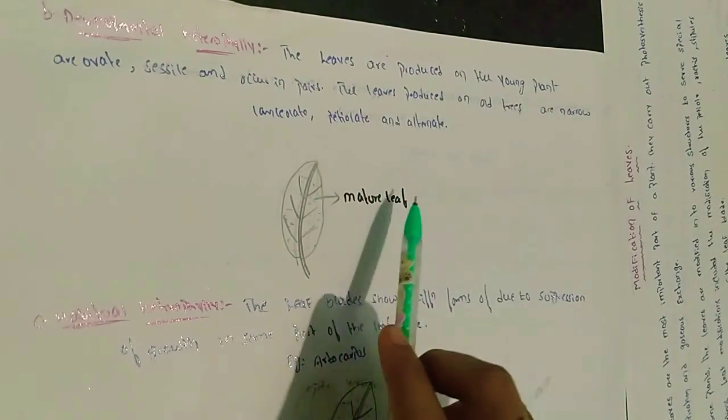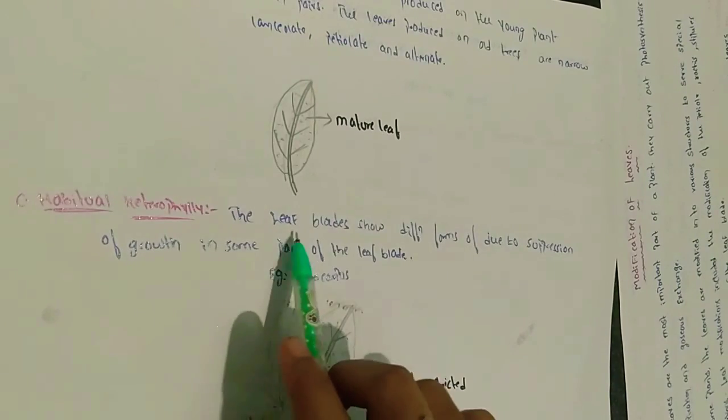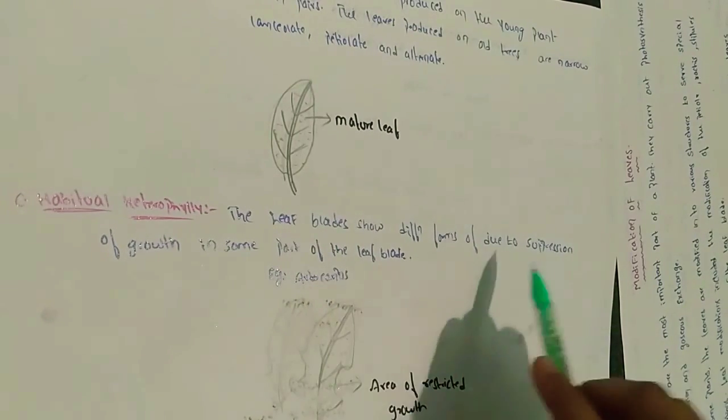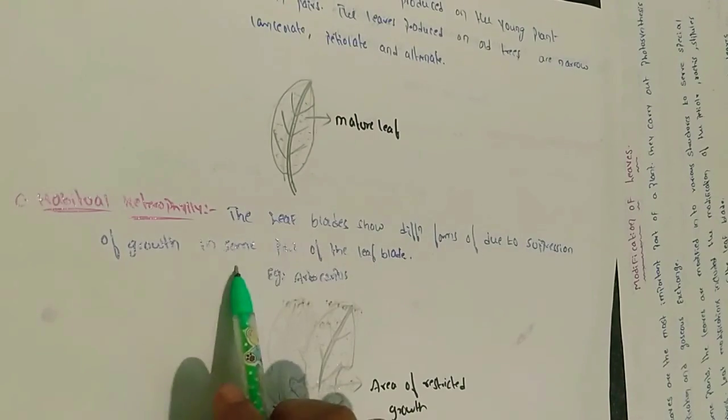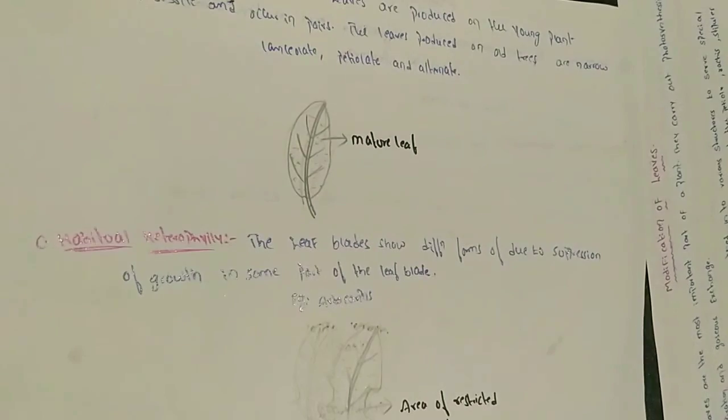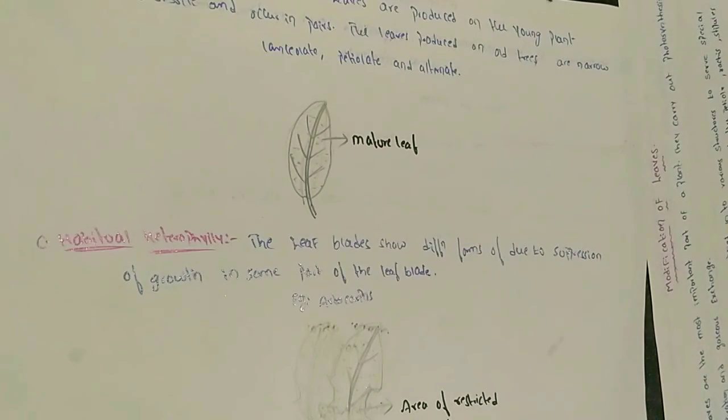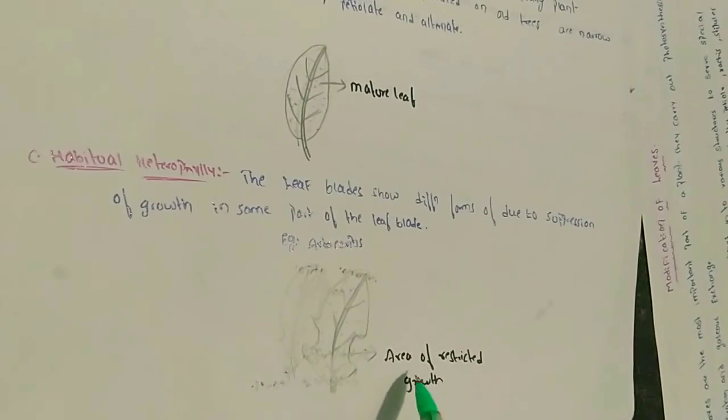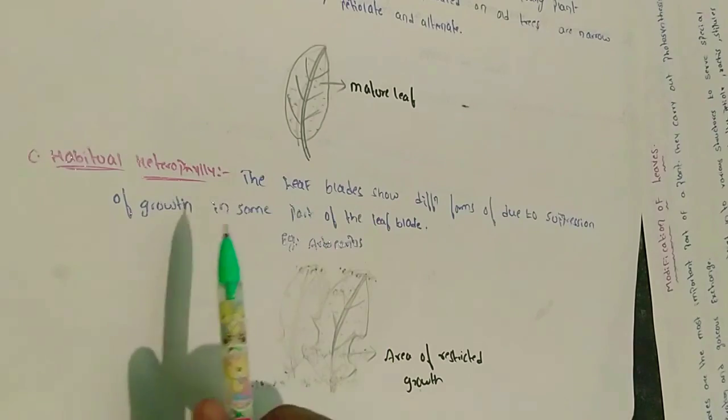Next, habitual heterophyly. The leaf blade shows different forms due to suppression of growth in some part of the leaf blade. Suppression is a reduction of growth in some part of the leaf blade, so it shows different forms. Example, Artocarpus. It is an area of restricted growth in habitual heterophyly.